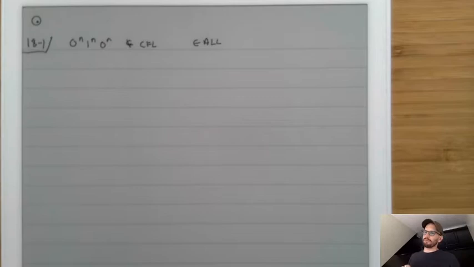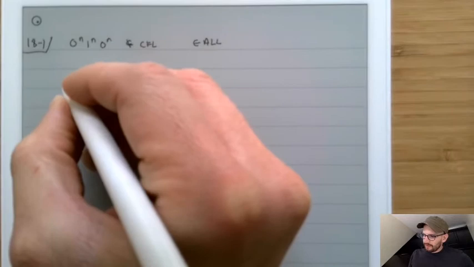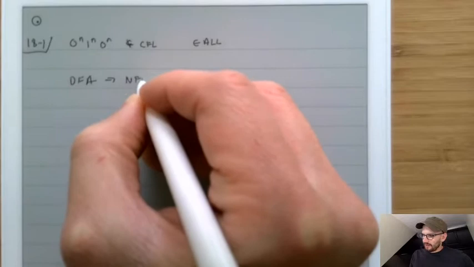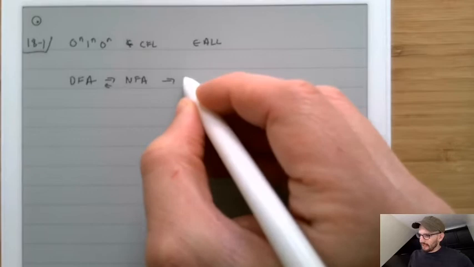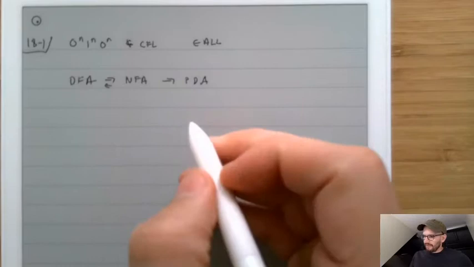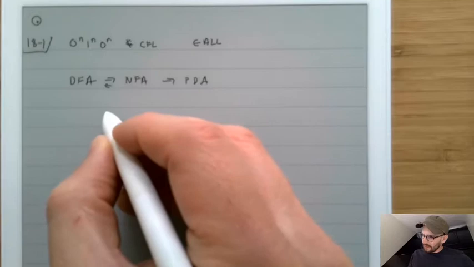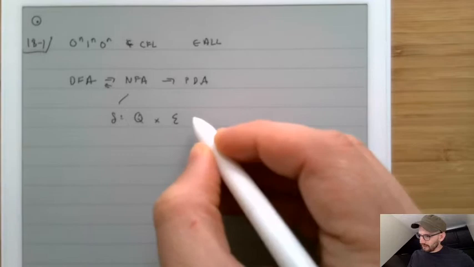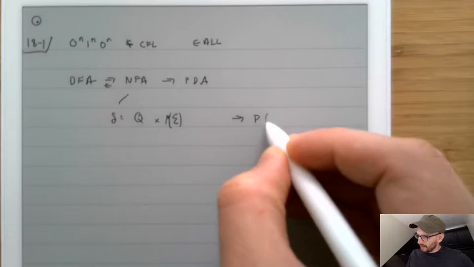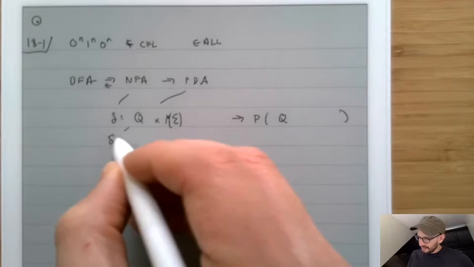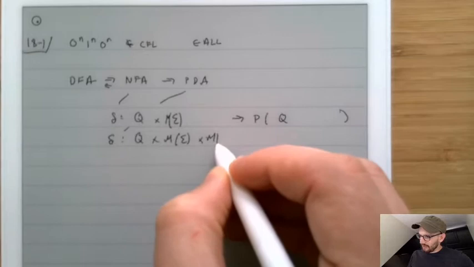So we've gone from a DFA to an NFA, and we showed that they were equivalent. Then we went from an NFA to a PDA. Notice that the difference between an NFA and a PDA is that they're very similar, except that the PDA has a stack. The NFA's delta function is Q cross maybe sigma, going to the power set of Q. Whereas the one for a PDA is Q cross maybe sigma cross maybe gamma, arrow the power set of Q cross maybe gamma.